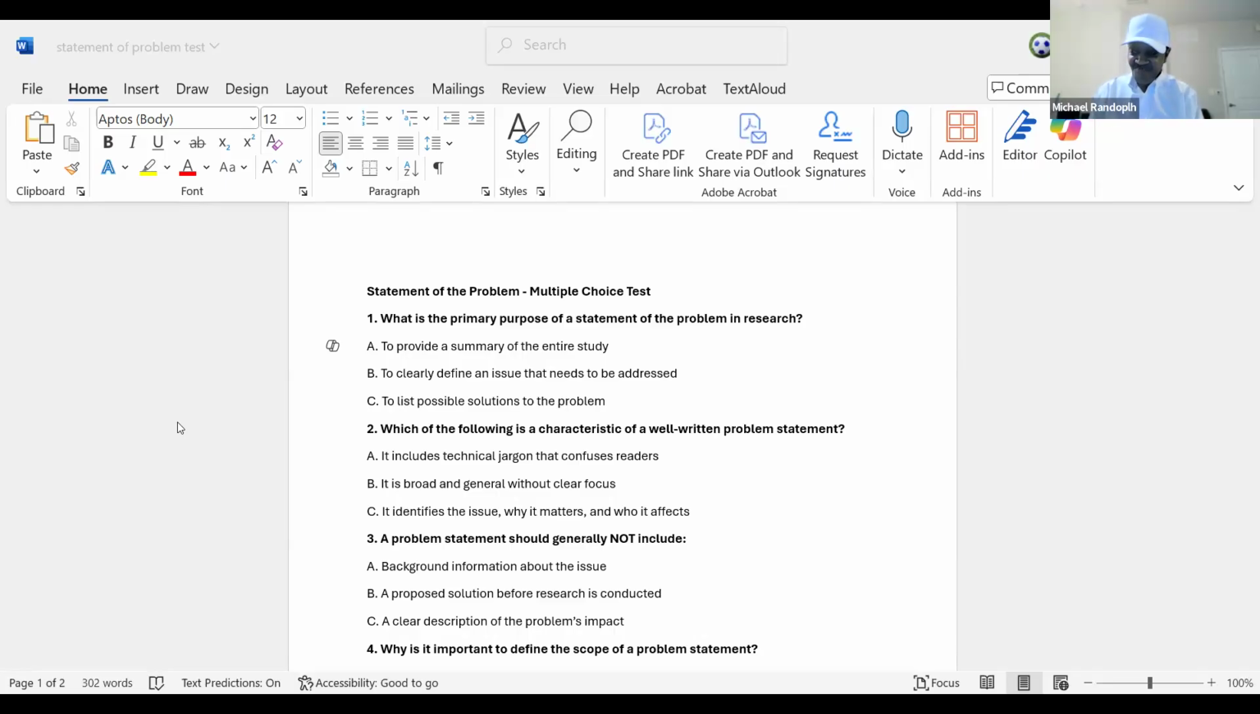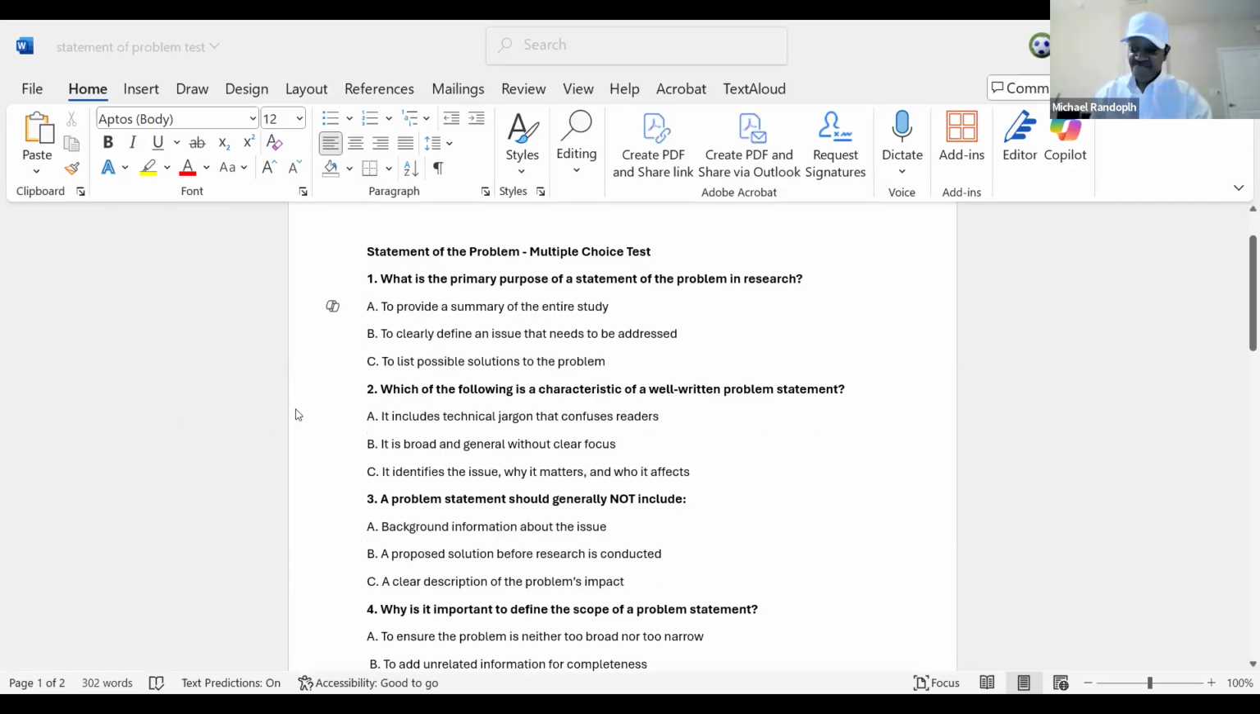Okay. Or actually, no, I think background information. That's not fair, right? But you're right. Background information is not important. What is supposed to be important is your proposed solution, and a clear description related to the impact.